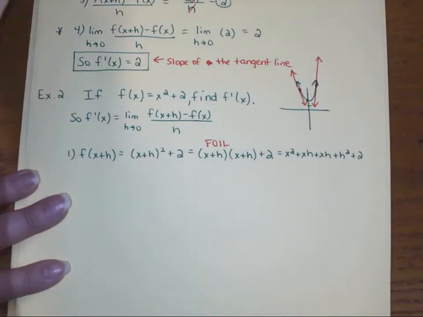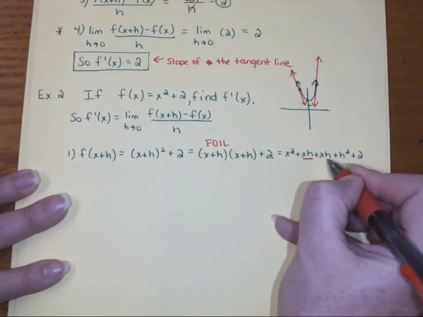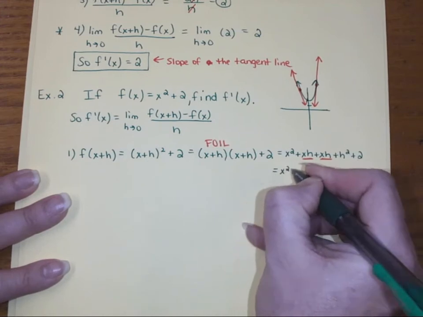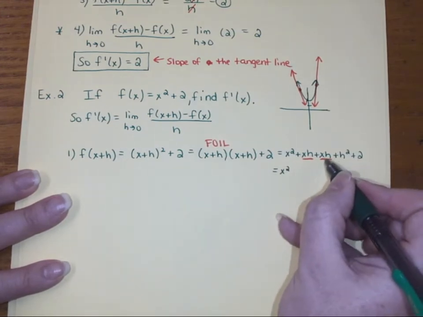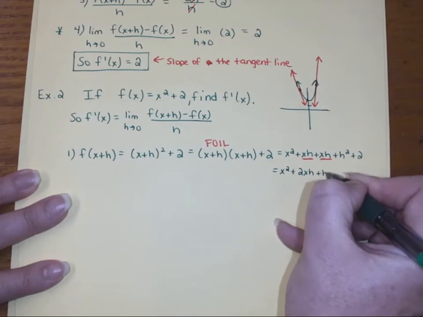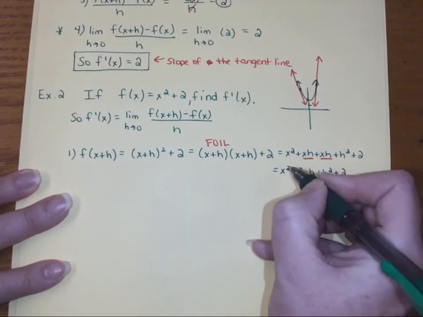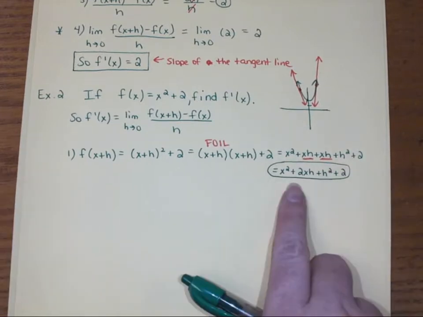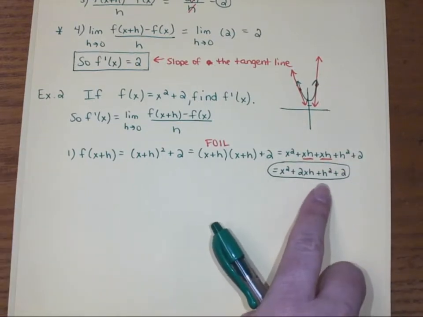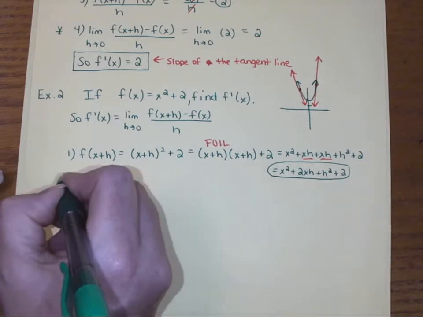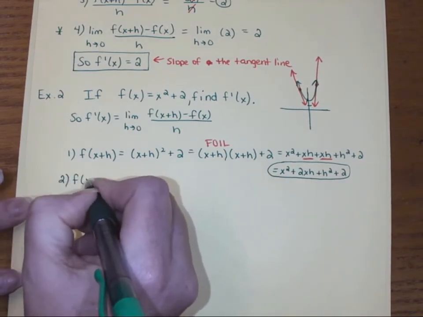So notice we do have some like terms. These two are like, right? So we end up with x squared plus, we have one of these things plus one more, so that's a total of 2xh, and then plus h squared plus 2. I'm going to circle that because step number 1 is done. Notice none of these are like terms. I can't combine x squared with 2xh or with h squared or anything like that. So time to move on to step number 2.